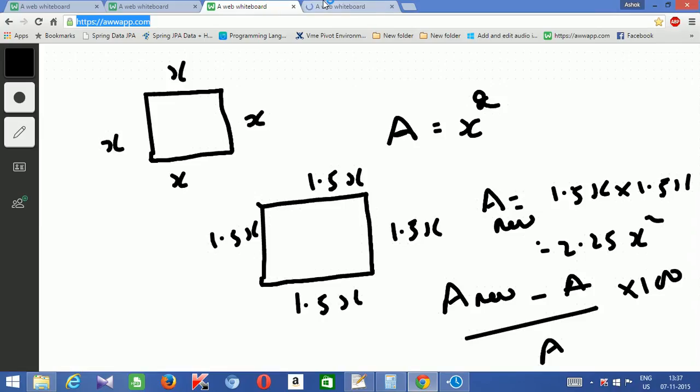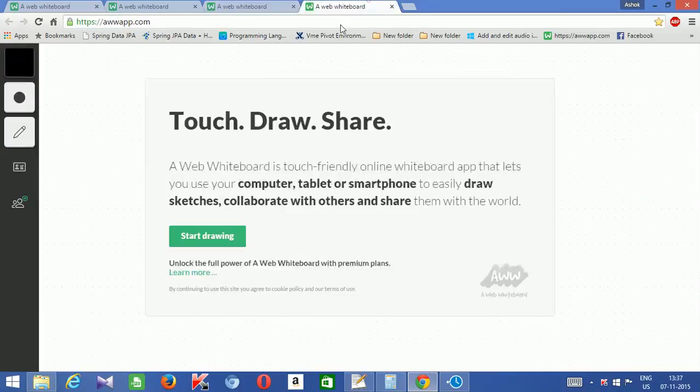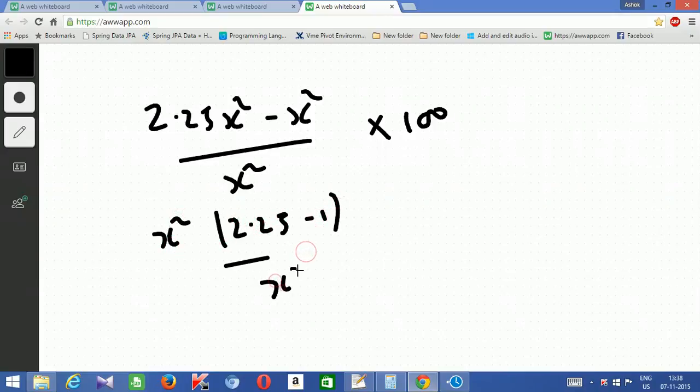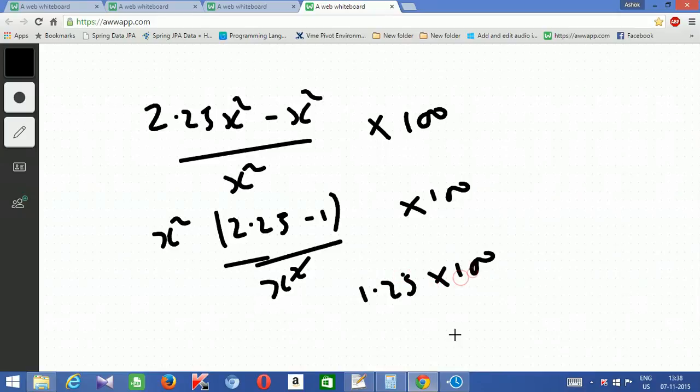So typically, the new area minus the old area is 2.25x square minus x square, divided by x square, into 100. You can take x square common outside and it becomes 2.25 minus 1, the x square gets cancelled, into 100, which is 1.25 into 100. So 125% will be the increase in the area.